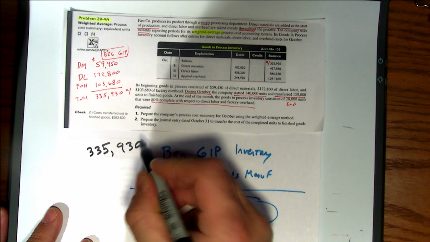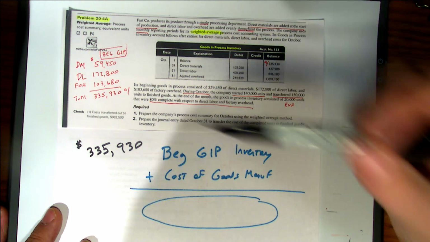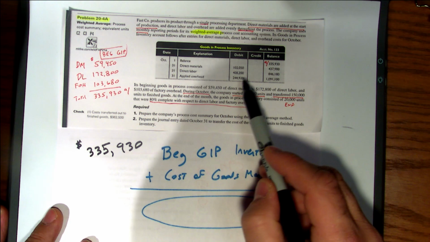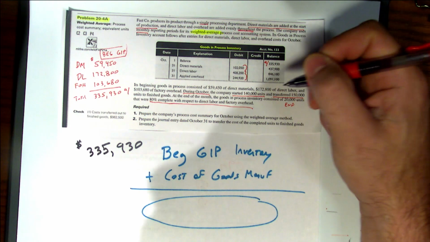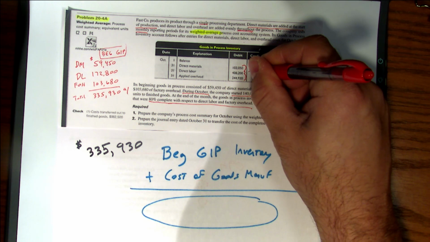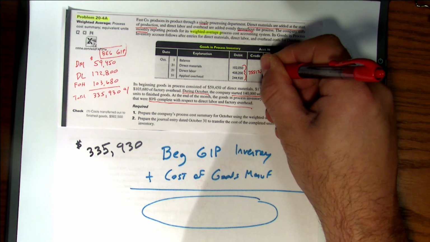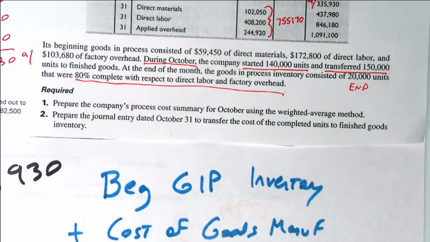335,930, right? It's right here, and we know it's comprised of these three product costs, correct? And we know the items that were added this period, the costs that were incurred this period, don't we? Okay. What we can do is add these three numbers up right here. And if we add these three numbers, that equals 755,170. Okay. Zoom in on that for a second. Those three numbers equal 755,170. You with me?